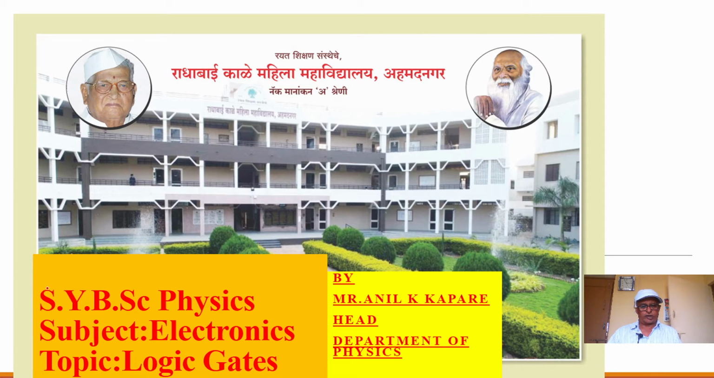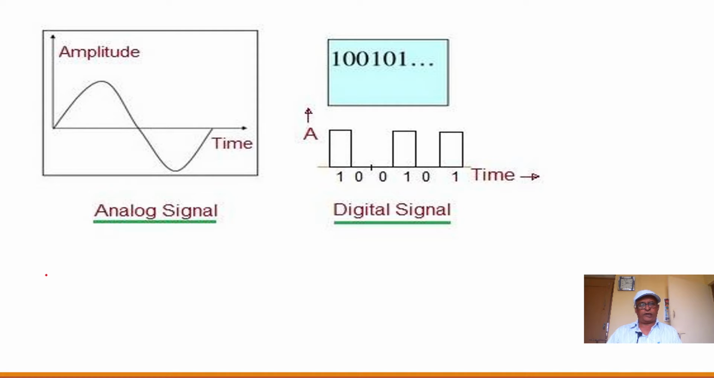In this educational purpose video, I am going to discuss the topic logic gates from the subject electronics at SYBSc Physics. Now here in electronics there are two types of signals we are generally using. For example, in amplifier type circuits the analog signals are there. So these analog signals, as we see in the diagram, are continuously changing with time. Such analog signals are also used in circuits like oscillators.